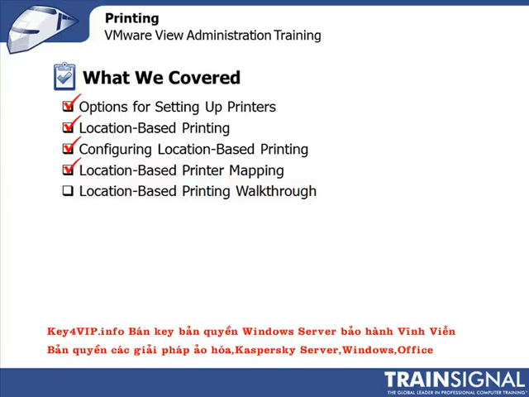Once you have location-based printing set up, you then need to go into the GPO and create a mapping table for the printers, in which you define IP ranges, usernames, MAC addresses, or client device names, and which printers those particular devices will get. And finally, I did a quick walkthrough to actually show you how to set up location-based printing within View, and what it looks like on the client side.